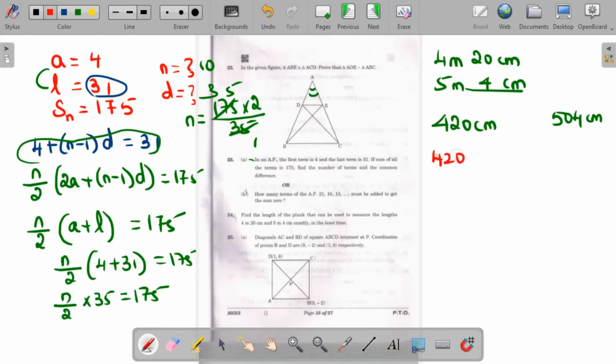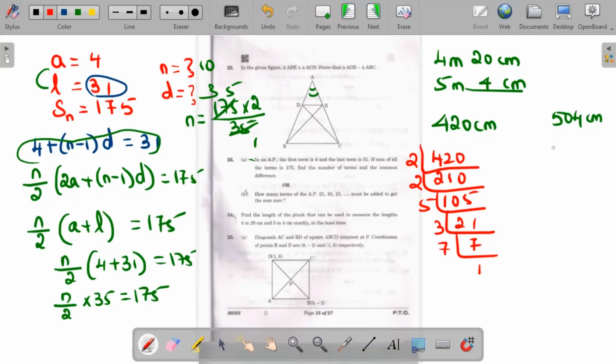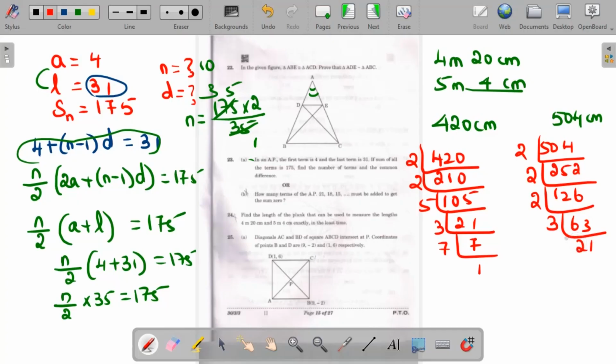So 420, if I divide by 2, it is 210. Again divide by 2, it is going to be 105. Divide by 5, this is 21. Divide by 3, this is 7. So 7 ones are 7. Now let's repeat the process for 504. Divided by 2, it is 252. Divided again by 2, it is 126. Divide by 2, which is 63. Divide by 3, this time it's 21. Divided by 3, it is 7. And divide by 7, it is equal to 1.